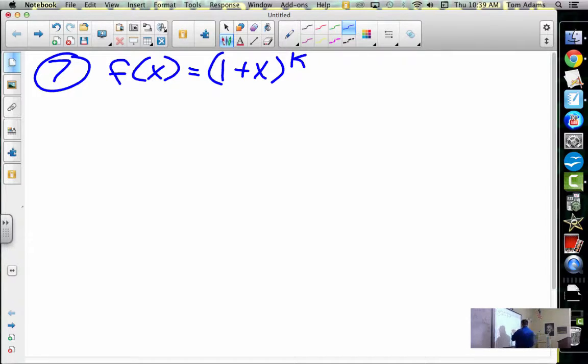And we wanted to show that the linearization of that was 1 plus kx, right? So remember that the linearization is the tangent line of that. So before we even get started, what does that mean? Well, we're going to jump to a different page.